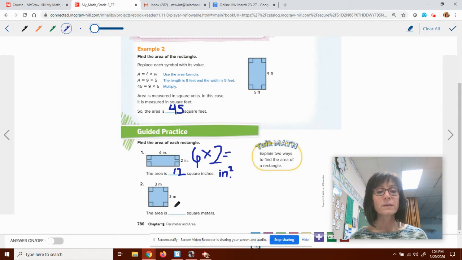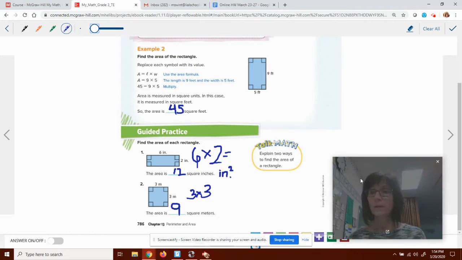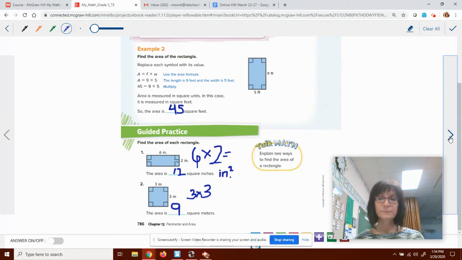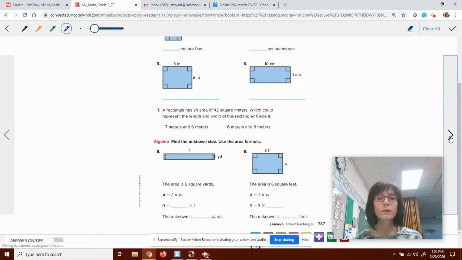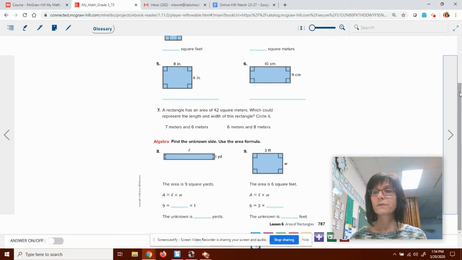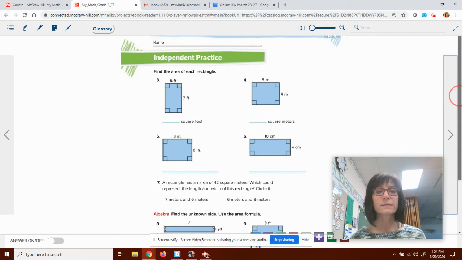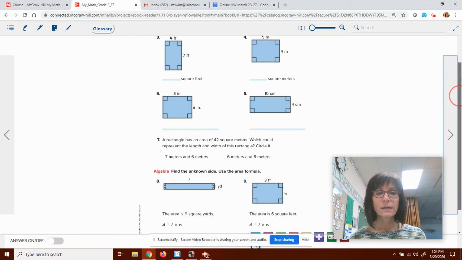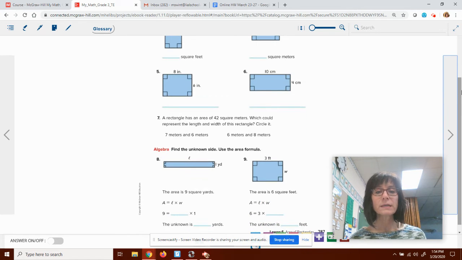Next, we have square meters here, m for meters. If I have 3 meters in length and 3 meters in width, I'm going to show 9. 3 times 3 equals 9 square meters. Your guided practice is going to show several examples of your areas. This is going to be fairly easy.